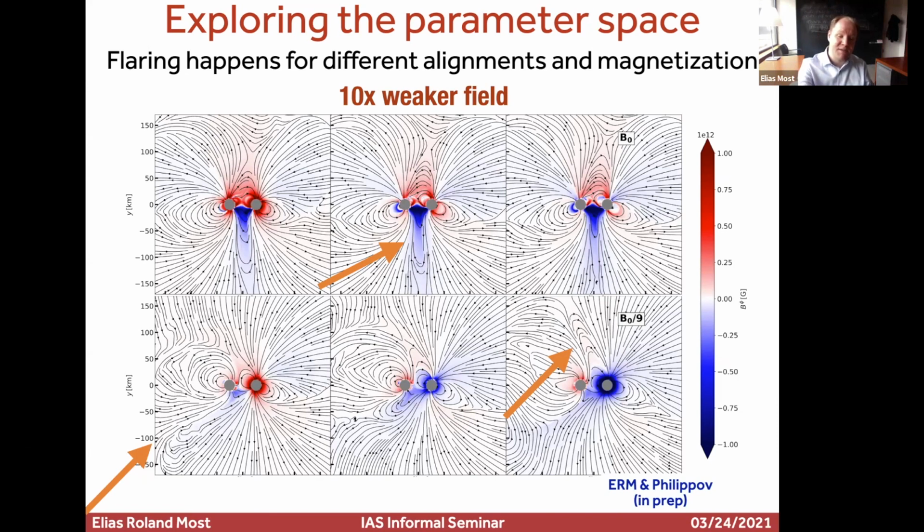If the field strength is different, then in terms of the rubber band, you have to think of the rubber band becoming thinner once you go to the lower magnetized star. So as you twist the field lines, the twist will happen much closer to the stellar surface, and that limits the amount of twist you can store and the amount of flaring you can get. And you see that you get very small flares, but you still get flares. So that's a very generic thing that is going on.